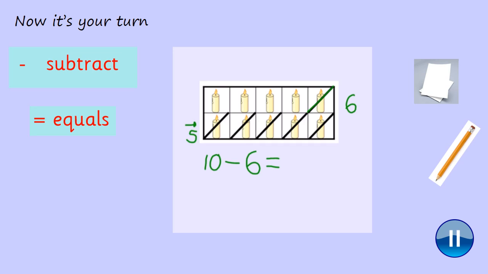Now I need to write how many are left. How many are left? I can see that there are 1, 2, 3, 4 candles left. So write 4 at the end of your number sentence. Your number sentence should say 10 subtract 6 equals 4. If it does, give yourself a little tick. If you need to make some changes, then make them underneath. Well done.